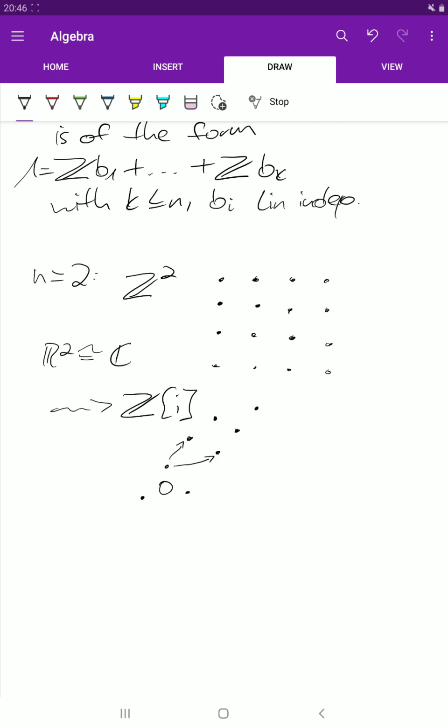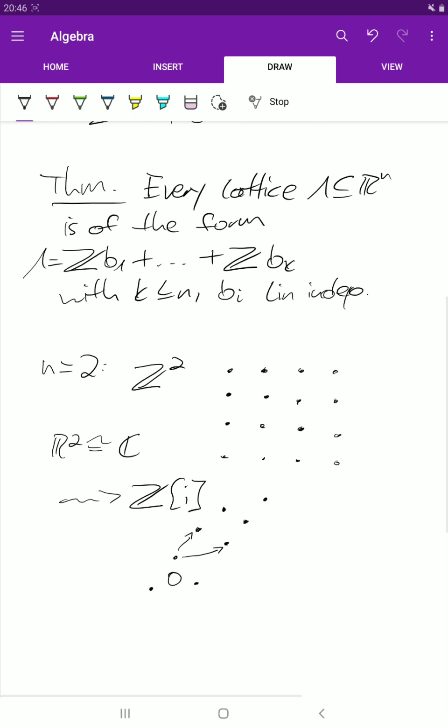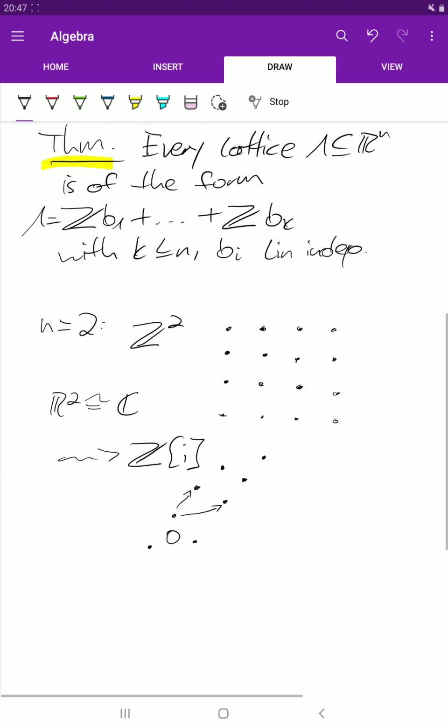That's already all I wanted to say for this video. In the next video we'll prove this theorem, and then we might see a little bit more about lattices in C, and maybe also the E8 lattice, and maybe also relations to algebraic number theory, but I'm not yet sure about that.